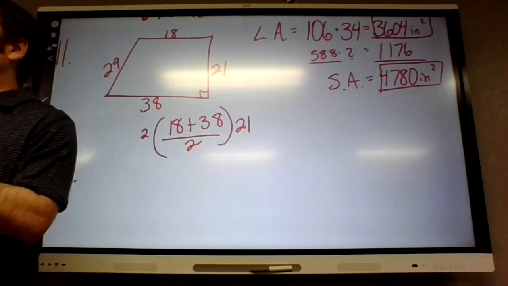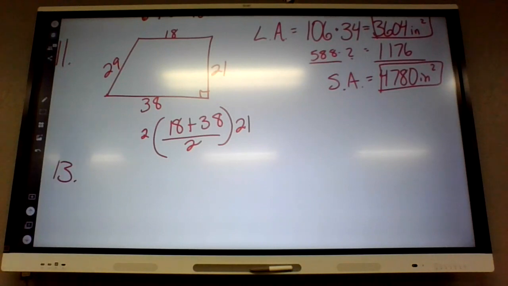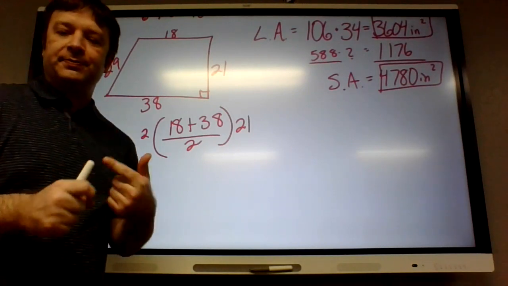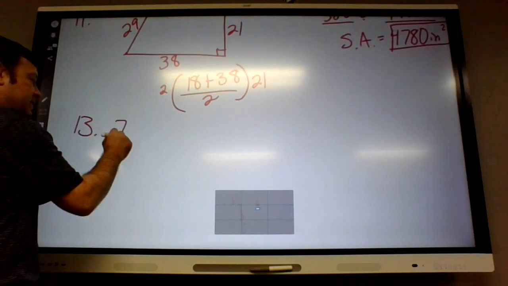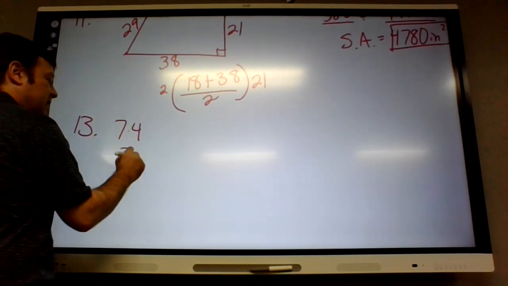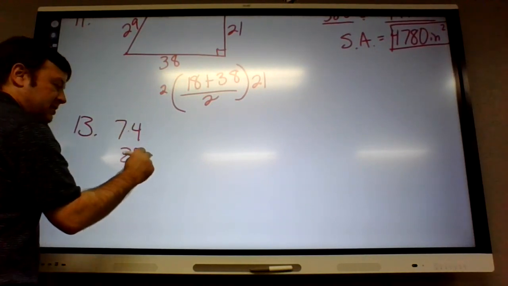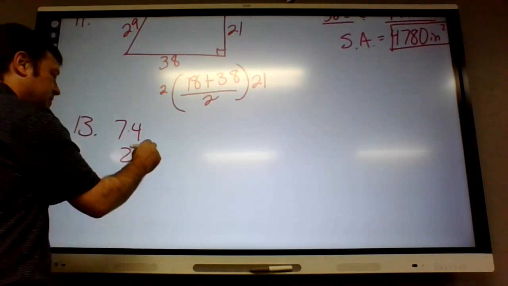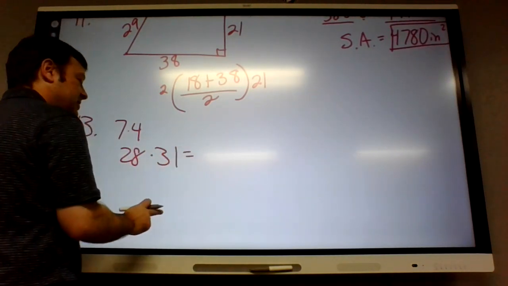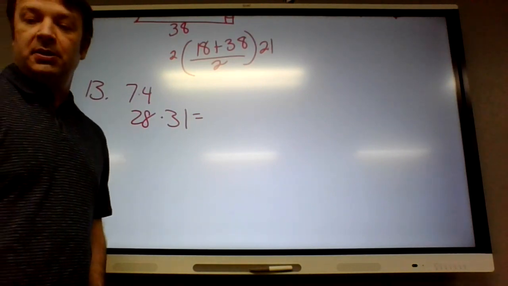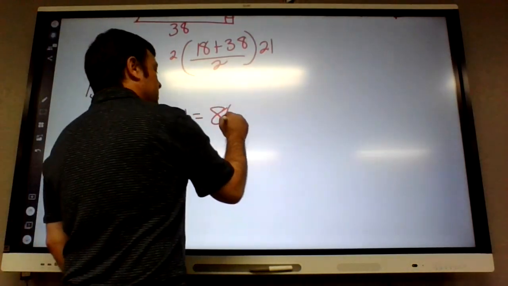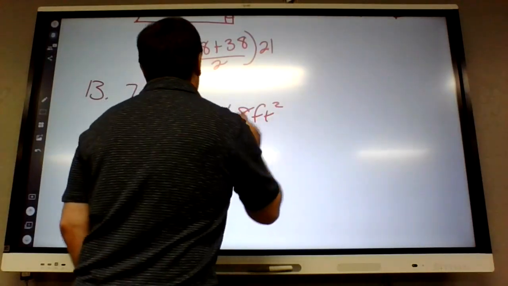How have we been finding the lateral area? Perimeter of the base times height. What is the perimeter of the base on number 13? 28, 7 times 4. So 28, and the height of the shaft is 31. So that's all. Easy. Told you it was easier. 868. Can we do 14 together?